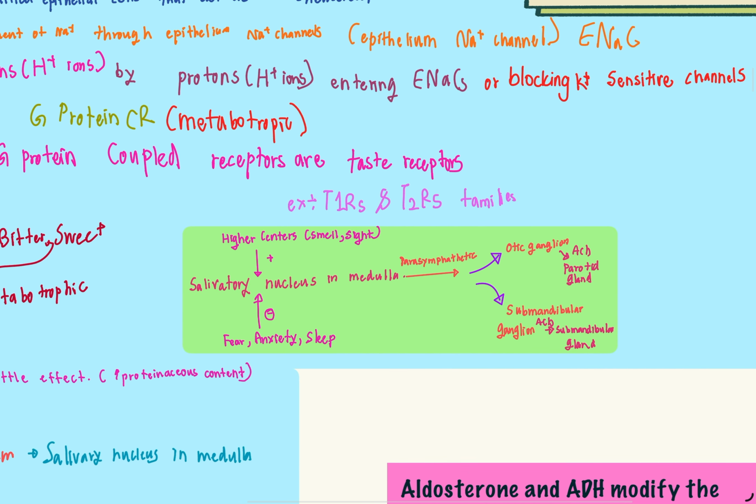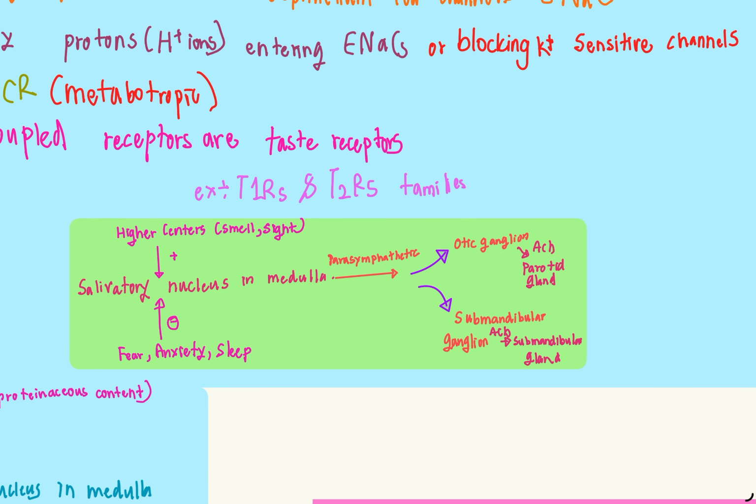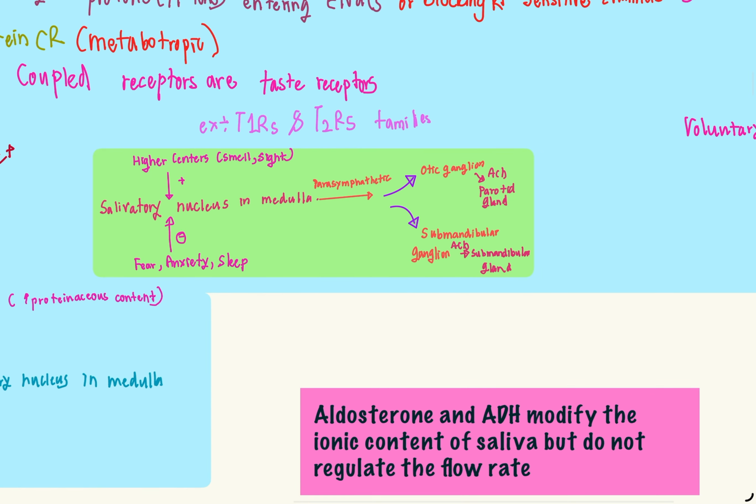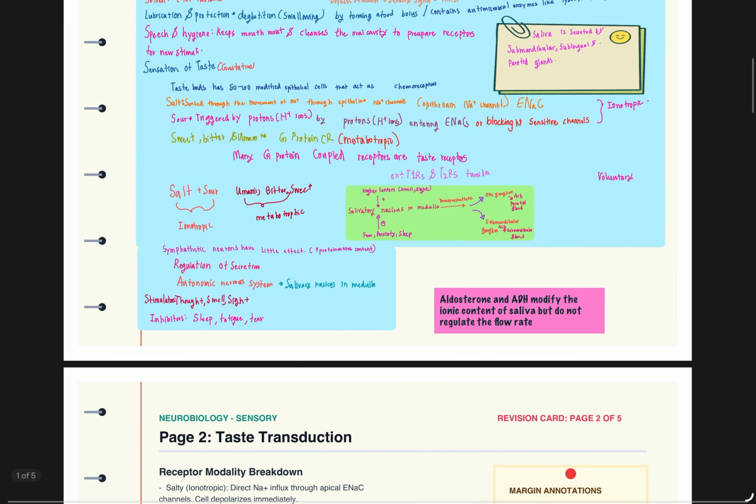And this is regulated via the autonomic nervous system. So smell and sight of food will increase saliva secretion, while fear, anxiety, and sleep will decrease it, because it affects the salivatory nucleus in the medulla, and parasympathetics will go and affect the otic ganglion to stimulate the parotid gland, while the submandibular ganglion will affect the submandibular gland.